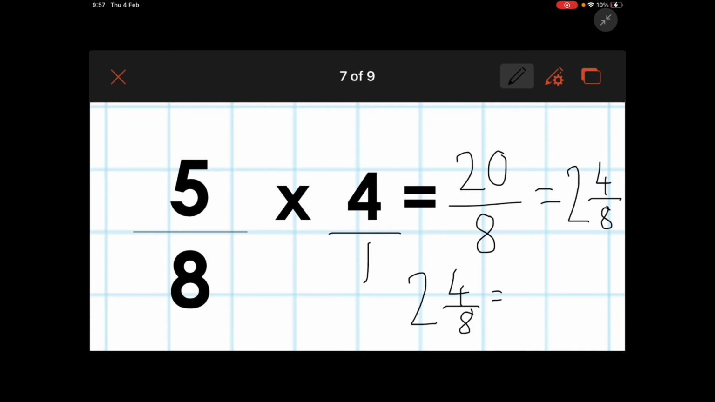If I was to divide 4 and 8 by the largest number they can both be exactly divided into, that would be 4. 4 divided by 4 is 1, and 8 divided by 4 is 2. 2 and 1/2.